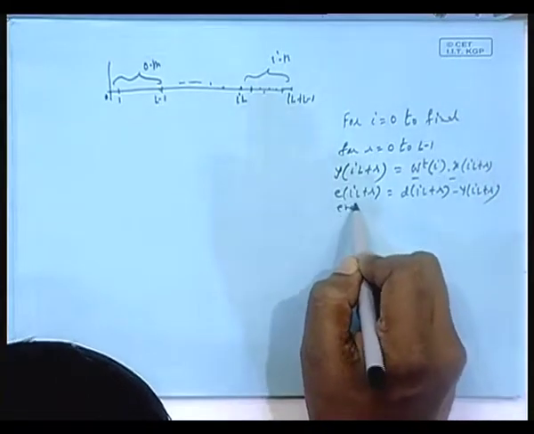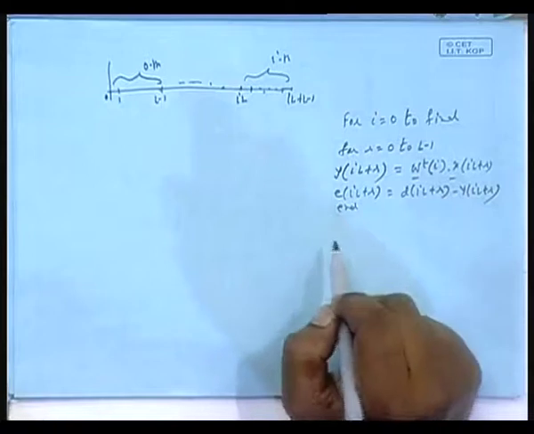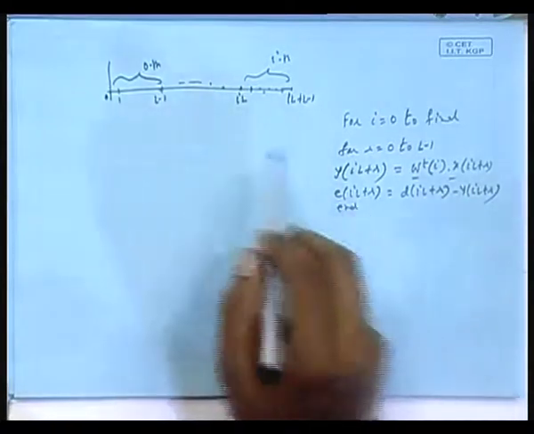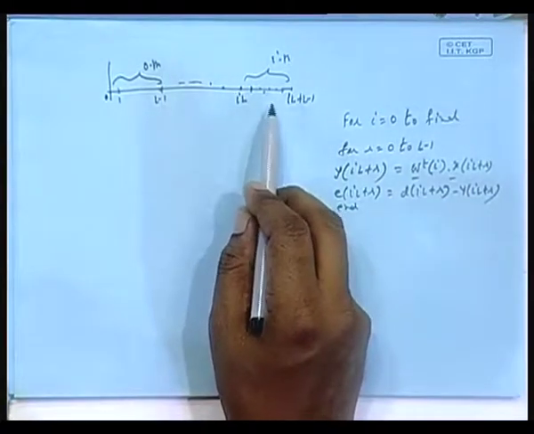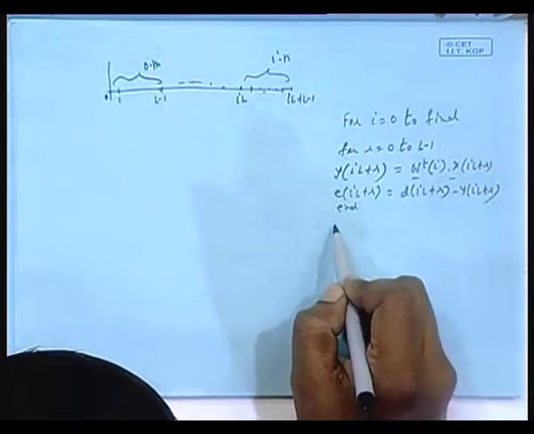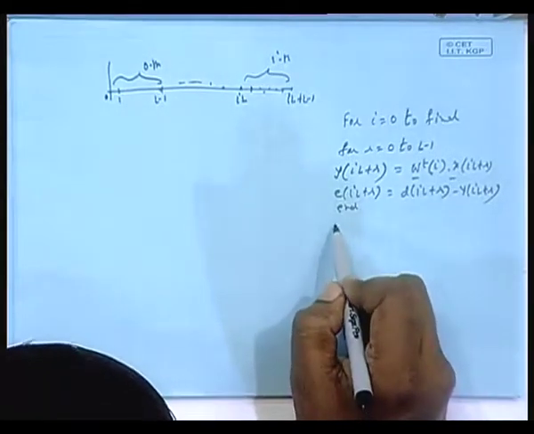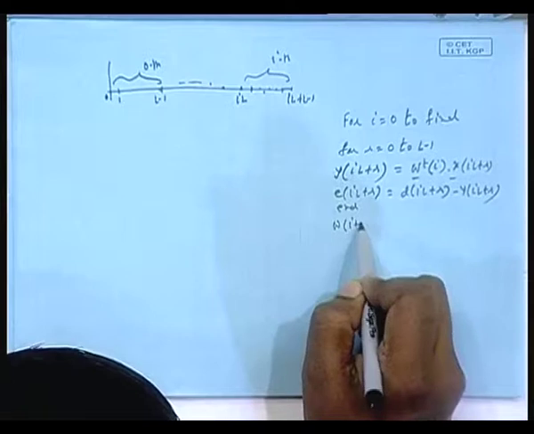This is one end. Filtering and error computation you are doing at every index within the block. Once that is done, now you update. Go to the next block.